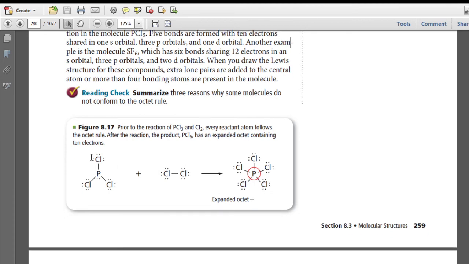Here's just an example. You can have phosphorus trichloride reacting with diatomic chlorine, and when it does, it expands the octet of the phosphorus, creating phosphorus pentachloride.